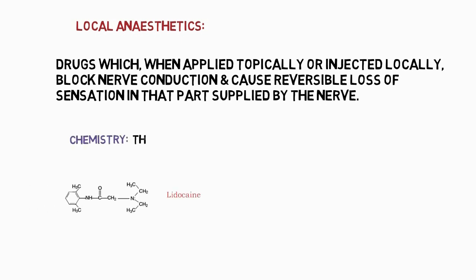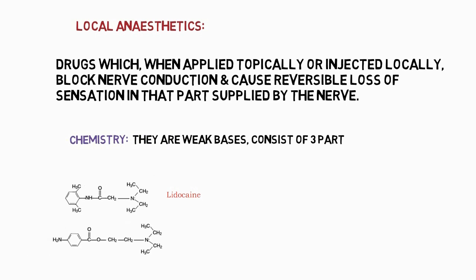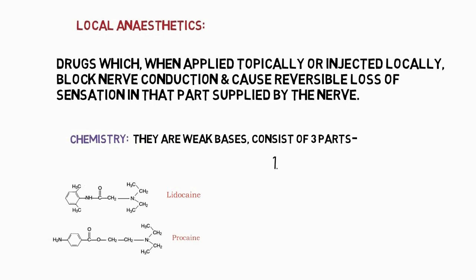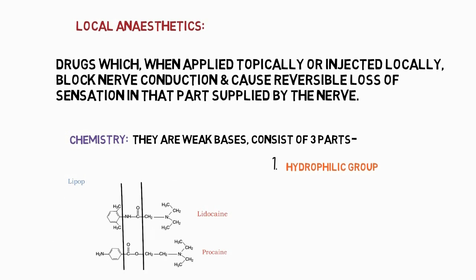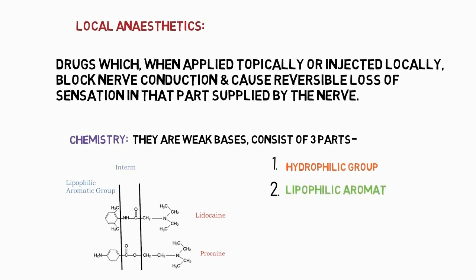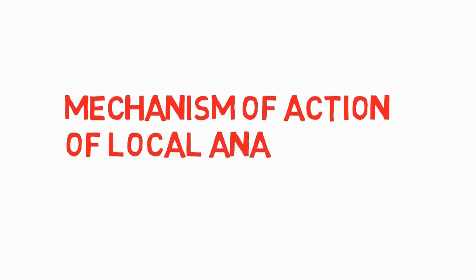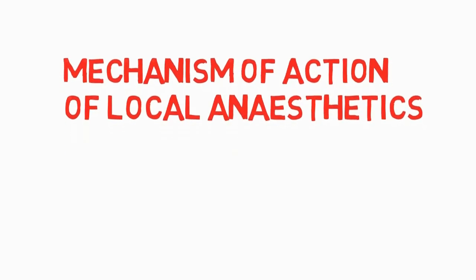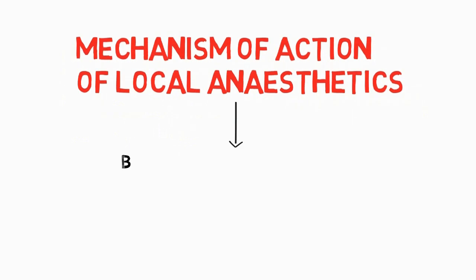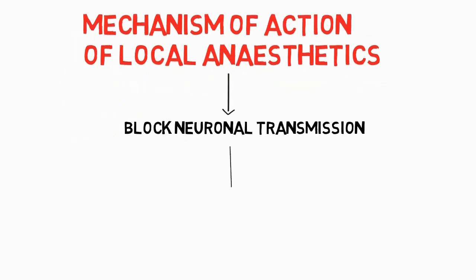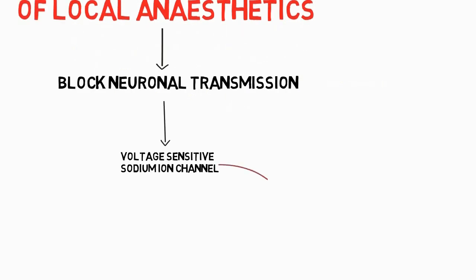Chemistry. They are weak bases consisting of three parts: a hydrophilic group, a lipophilic aromatic group, and an intermediate ester or amide group. Mechanism of action. Now, here comes the question: how do local anesthetics work? They basically block the neuronal conduction by acting on voltage-sensitive sodium ion channels which are present in the neuronal membrane.